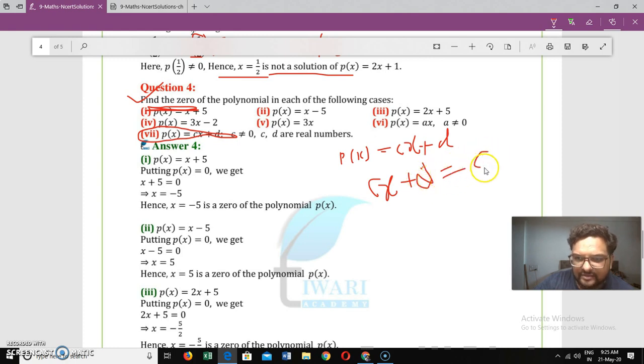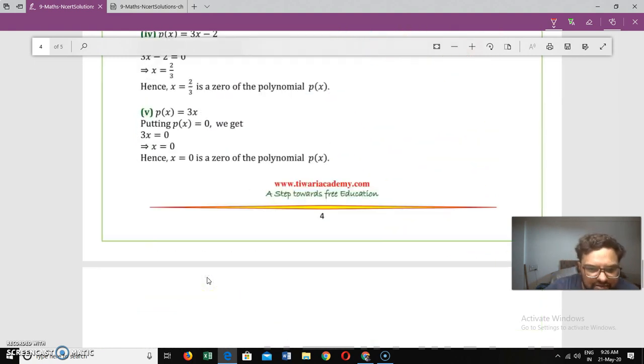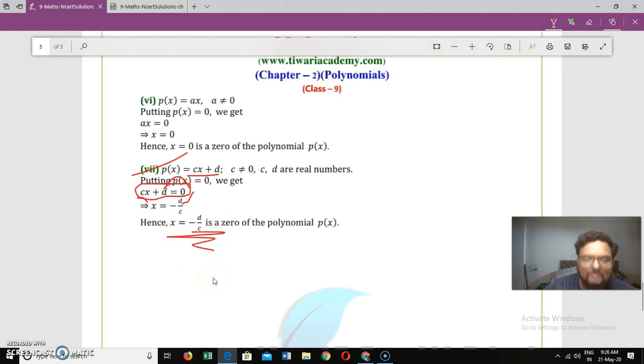जब हमें zeros find करना है तो हमेशा polynomial हमारे equal to 0 होना चाहिए. This is minus d and I want the value of x, therefore minus d upon c. It is here, cx plus d. As we want to find out the zeros, we have to bring this one equals to 0. So we'll bring this d to the next side, that becomes minus d. And I want the value of x, so c will go down in the denominator. So minus d upon c is the 0 of the given polynomial.